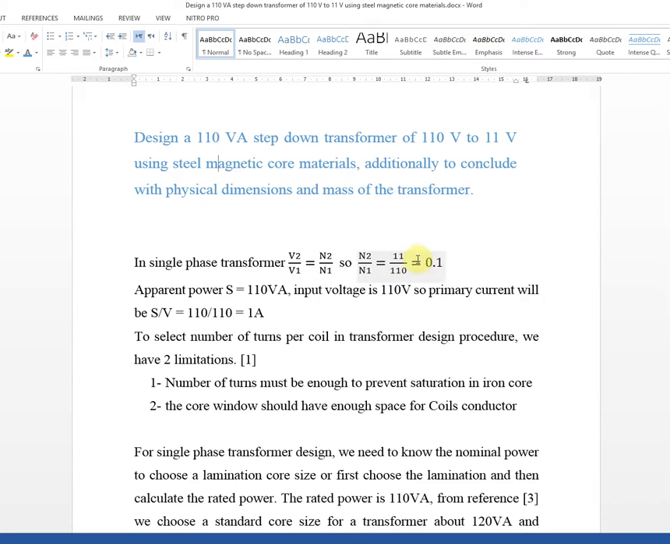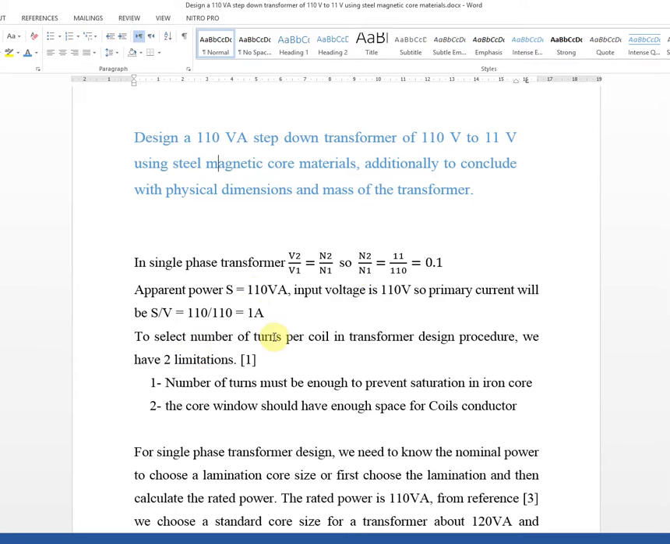So first of all, we calculate the transformer ratio. It is 0.1, and we will calculate the current of the transformer. It is 110 volt-ampere apparent power, and the voltage is 110, so the current will be 1 ampere.